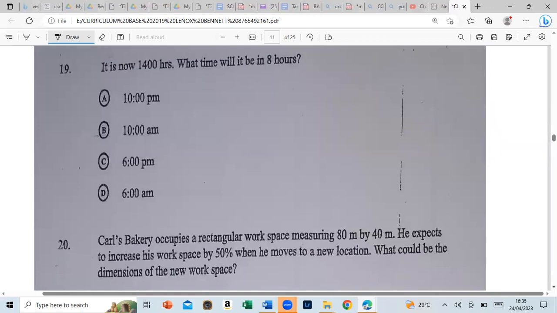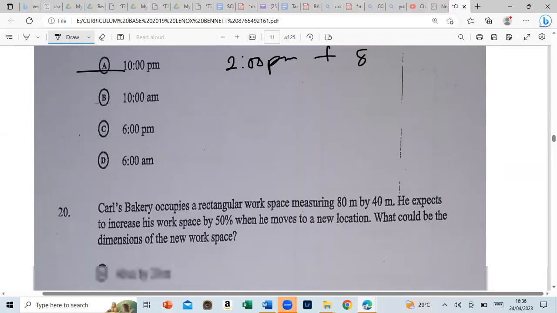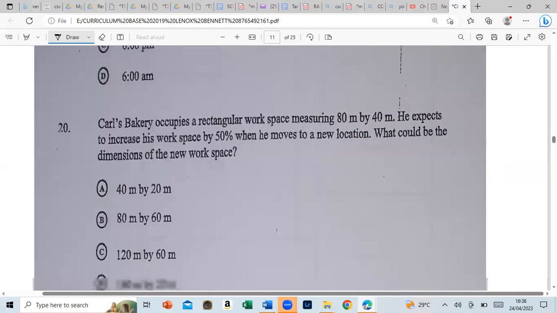It is now 1400 hours. What time will it be in 8 hours' time? So basically, 1400 hours would be 2 p.m. That's the first thing. So we add another 8 hours to that, and that would have been 10 p.m. So that one is very straightforward. Once you understand what 1400 hours is, then it should not be a problem.